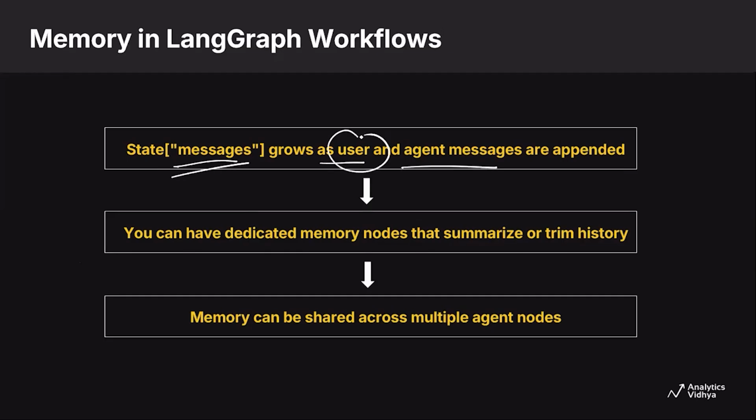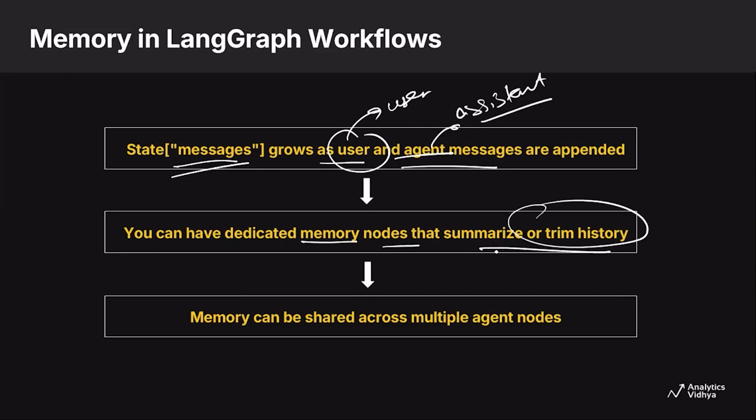So user messages is the input coming from the user, and agent messages are basically the assistant responses that we add there. Now you can use whatever field you want to demarcate this, but typically this is the convention which is followed. And you can have dedicated memory nodes that summarize or trim the history. Now, why do we need this? I'll explain this in the next slide.